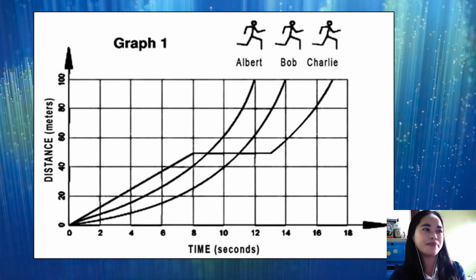Okay, so in our example here, we have the distance in meters and the time in seconds in which Albert, Bob, and Charlie tried to beat. So in the case of Albert, in 12 seconds, he was able to finish 100 meters. And in Bob's case, he was able to do it in 14 seconds, and Charlie did it in 17 seconds. So this line graph shows you the trend of how far or how fast these three people were able to beat the distance of 100 meters in terms of seconds.